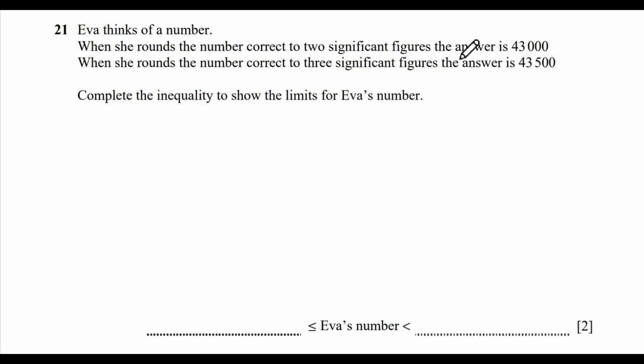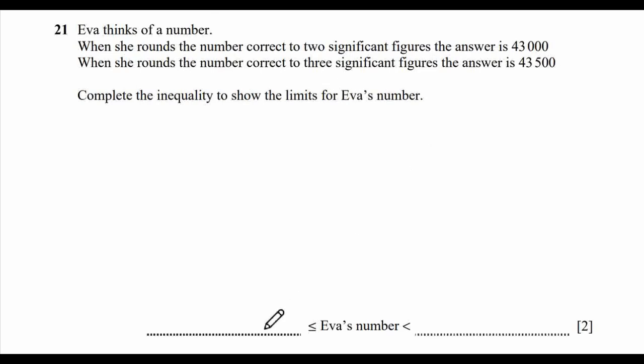Now we are on question 21. Eva thinks of a number. When she rounds the number correct to 2 significant figures, the answer is 43,000. When she rounds the number correct to 3 significant figures, the answer is 43,500. Complete the inequality to show the limits for Eva's number.